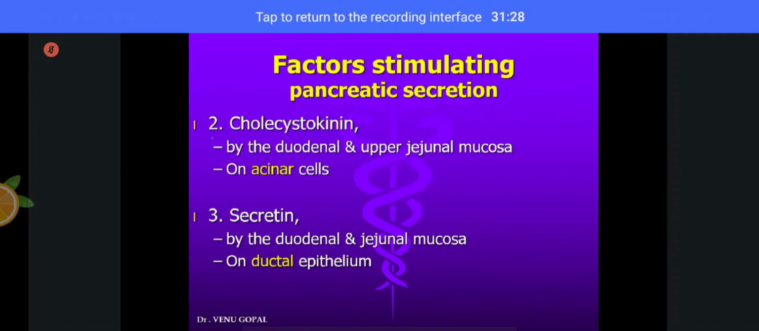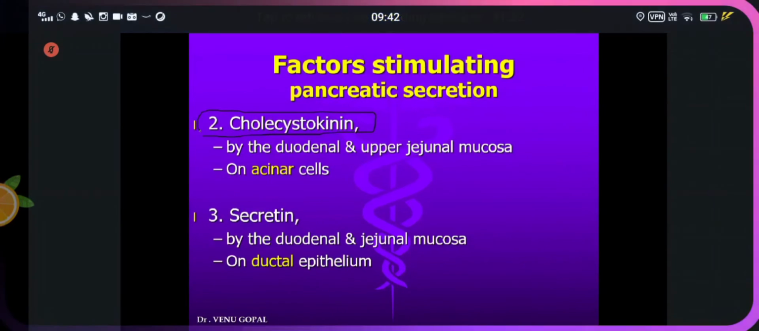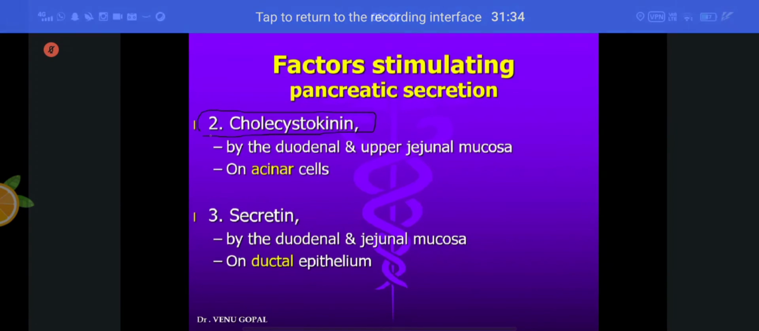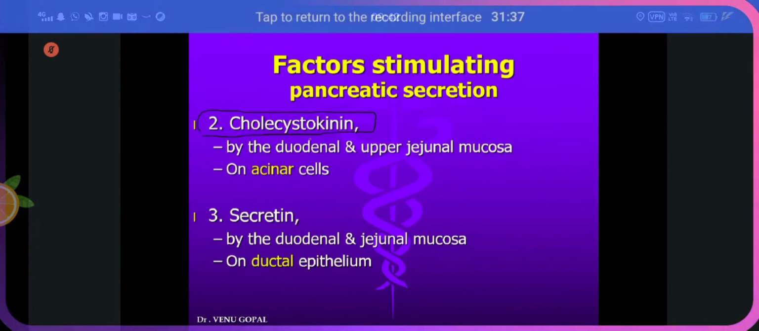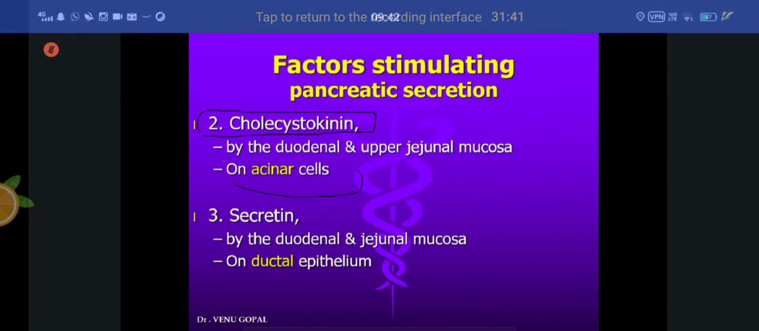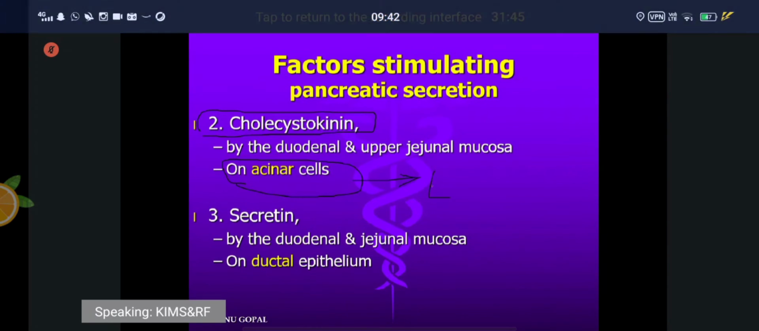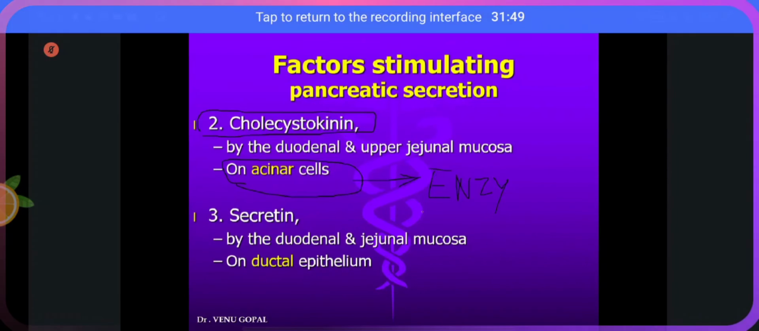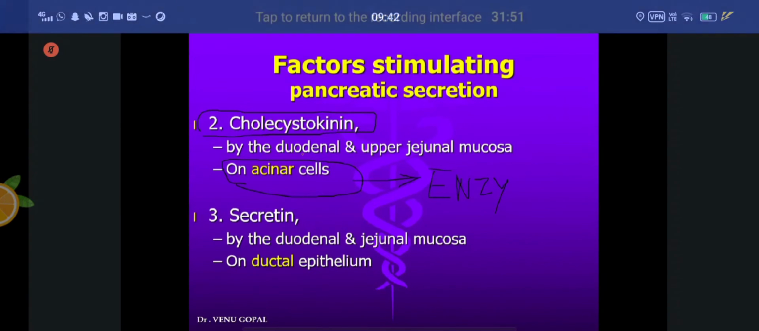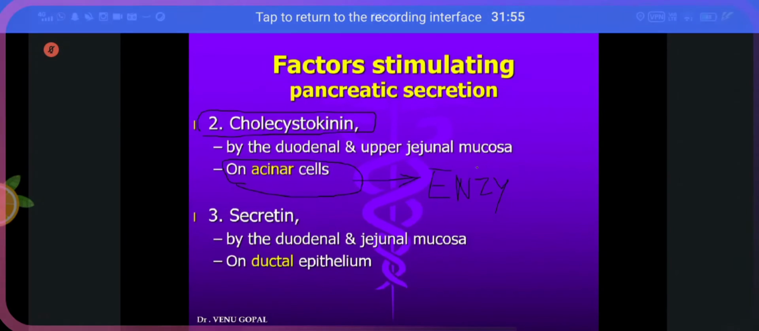Then cholecystokinin, the second hormone, which will also act on the biliary system, gallbladder, and other components. But I'm not discussing that now. It is also acting on serous cells. Serous cell means it is going to produce enzymes. Very much keen. It is produced by duodenal and upper jejunal mucosal cells. That is the origin for duodenal.